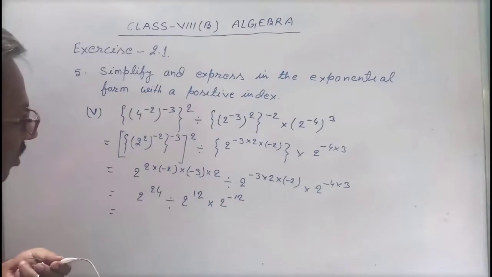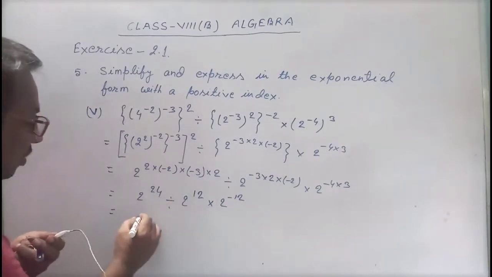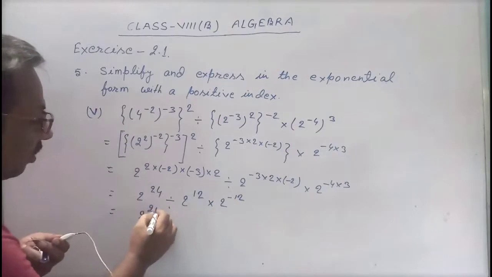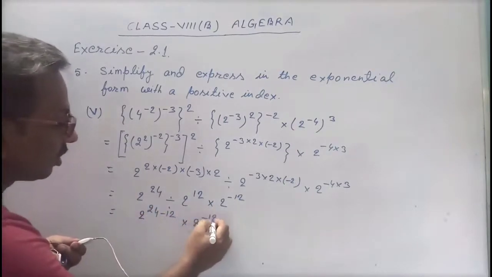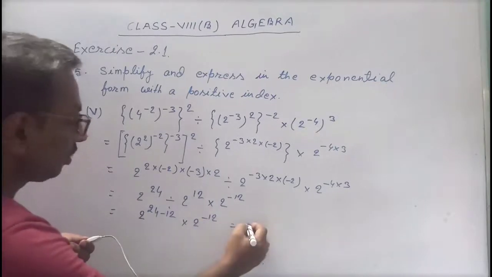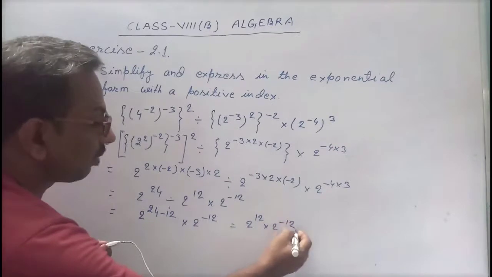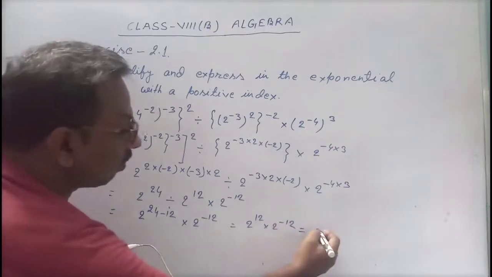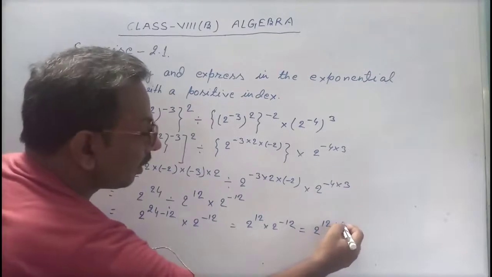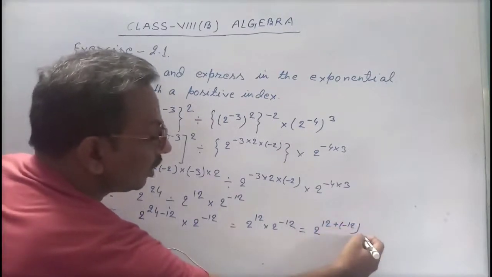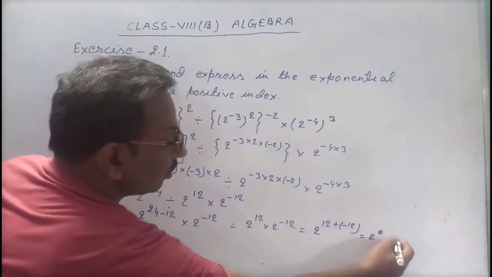In BODMAS, at first division, then multiplication. So in division, powers will be subtracted, 2 to the power 24 minus 12 into 2 to the power minus 12. So this became 2 to the power 12 into 2 to the power minus 12. These two are in the form of multiplication, so the powers will be added. And in this way we get 2 to the power 0, and 2 to the power 0 equals 1.